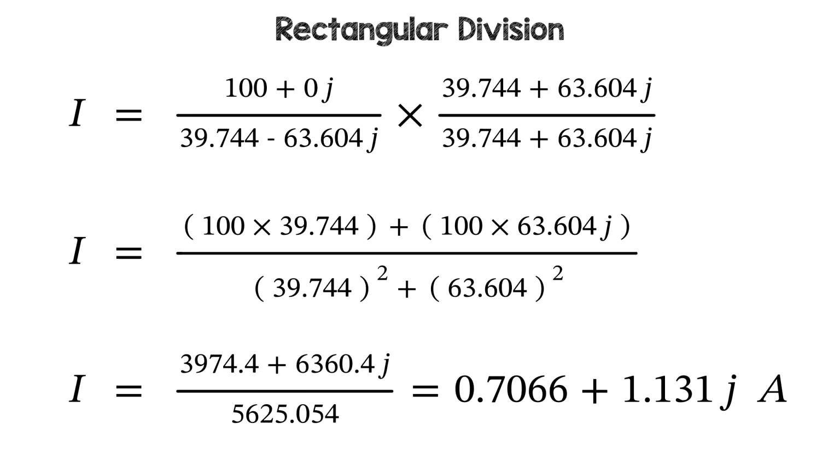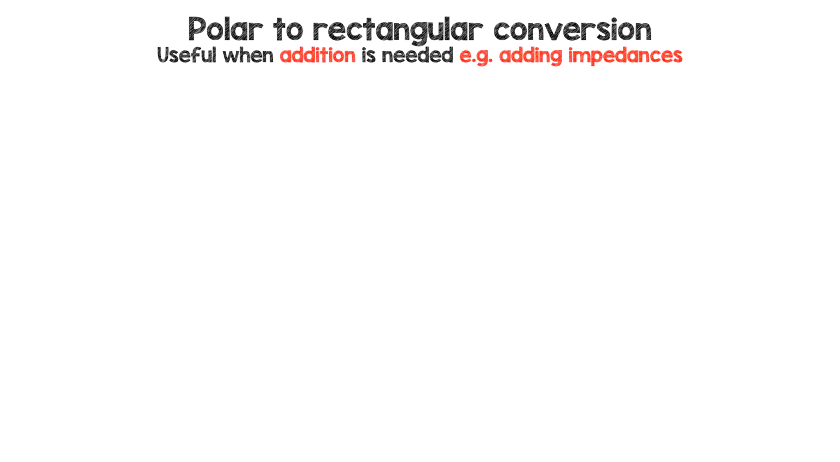So it wasn't too bad, so we've done rectangular division. It's always best to convert to polar. Well, it's quicker anyway to do division. So polar to rectangular conversion. It's useful to be able to convert between polar and rectangular and the other way. It's useful when addition is needed because rectangular is really easy to add.